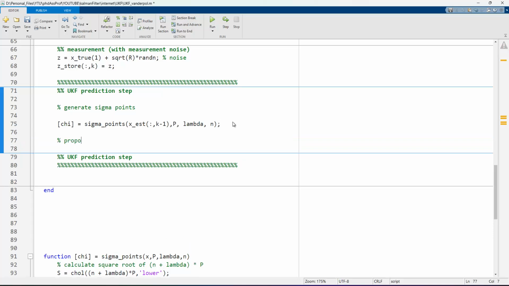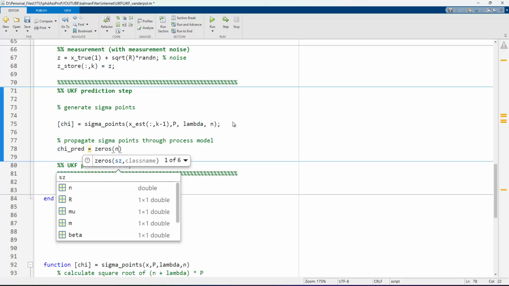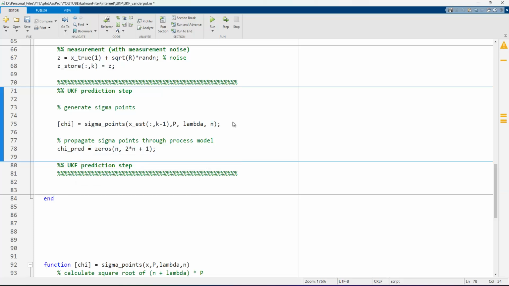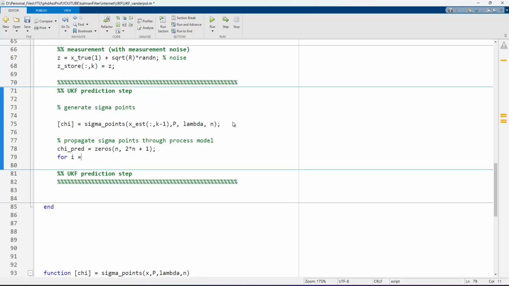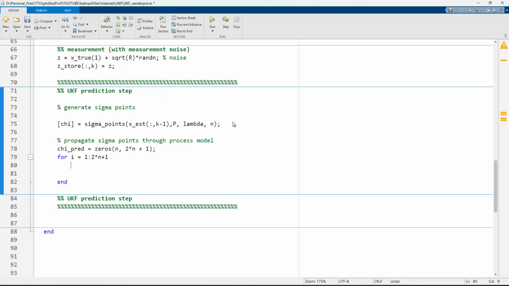And so we need to propagate sigma points through the process model, okay? The chi pred should be initialized with zeros, n by 2 times n plus 1, because we have the states and the upper and the lower boundary conditions. And so for i equals 1 to 2 times n plus 1, and so we should give the process model in here.